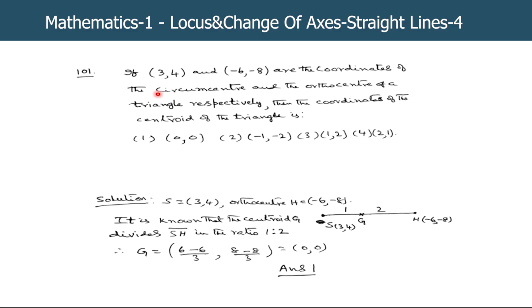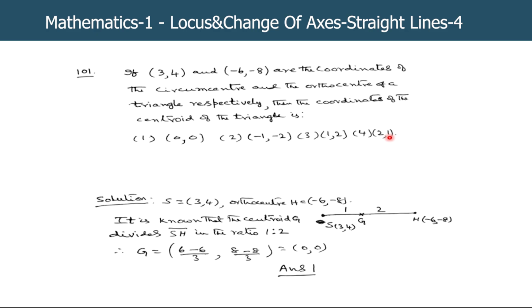If 3 comma 4 and minus 6 comma minus 8 are the coordinates of the circumcenter and the orthocenter of a triangle respectively, then the coordinates of the centroid of the triangle are: 0 comma 0, minus 1 comma minus 2, 1 comma 2, and 2 comma 1. And in your elementary geometry or in the classroom, you know that the centroid of a triangle divides the segment joining the circumcenter and the orthocenter in the ratio 1:2.